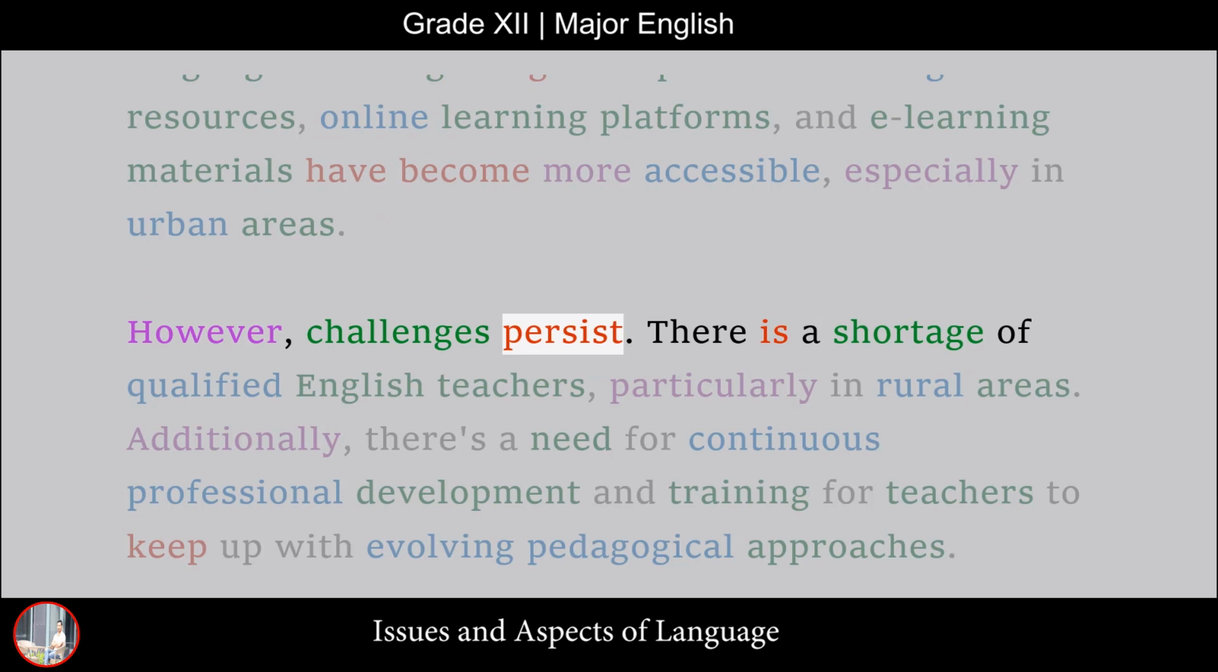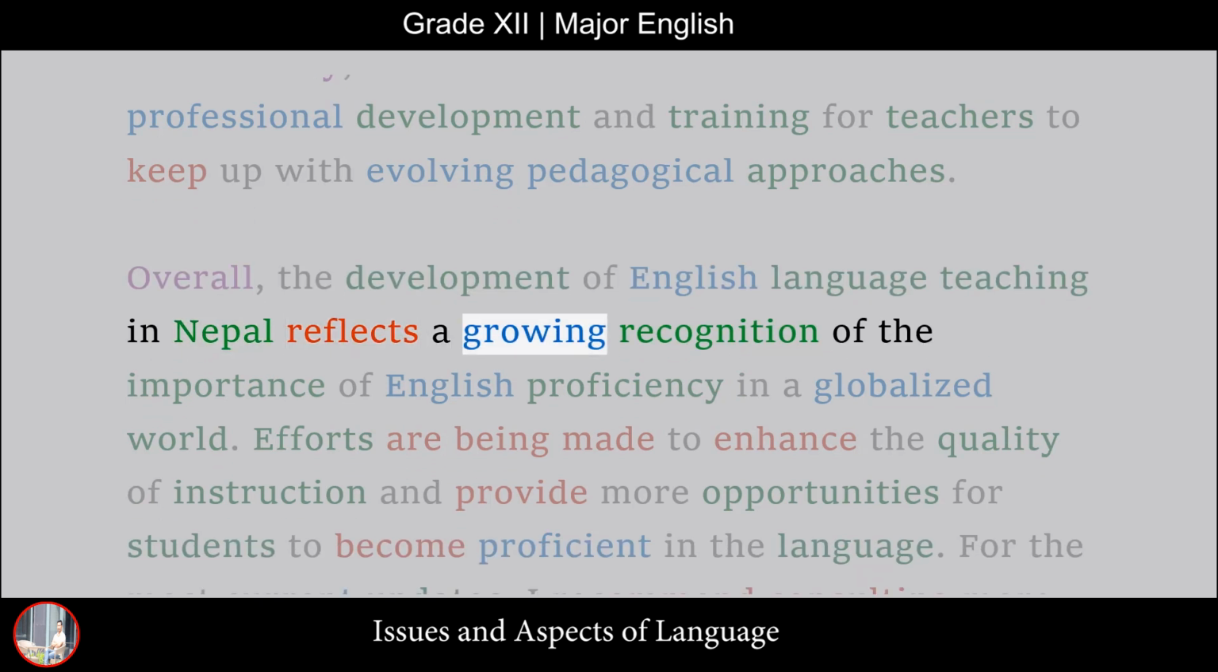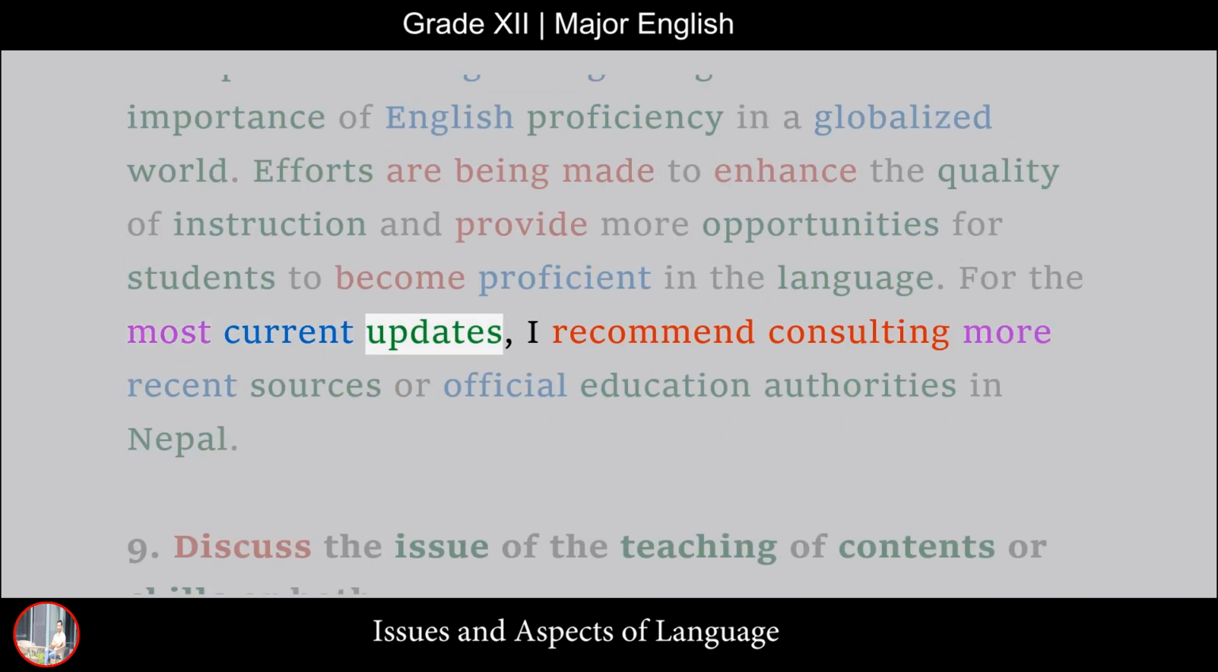However, challenges persist. There is a shortage of qualified English teachers, particularly in rural areas. Additionally, there's a need for continuous professional development and training for teachers to keep up with evolving pedagogical approaches. Overall, the development of English language teaching in Nepal reflects a growing recognition of the importance of English proficiency in a globalized world. Efforts are being made to enhance the quality of instruction and provide more opportunities for students to become proficient in the language. For the most current updates, I recommend consulting more recent sources or official education authorities in Nepal.